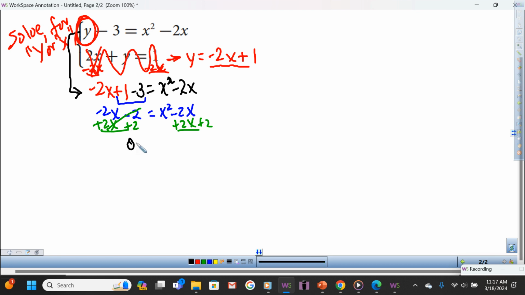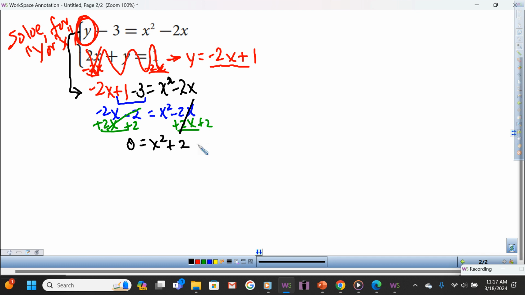Now we end up with 0 equals x squared. What is negative 2x and 2x? 0. That leaves us with plus 2. So, that looks kind of funky, doesn't it? It's not a trinomial, but it is a quadratic equation.